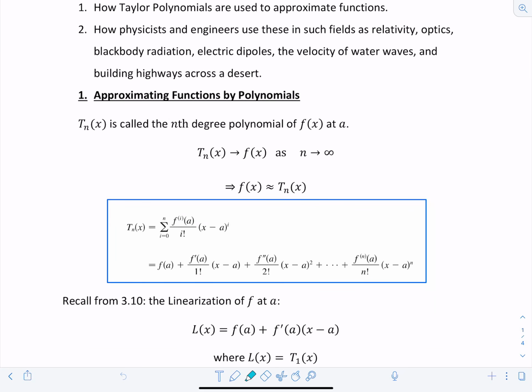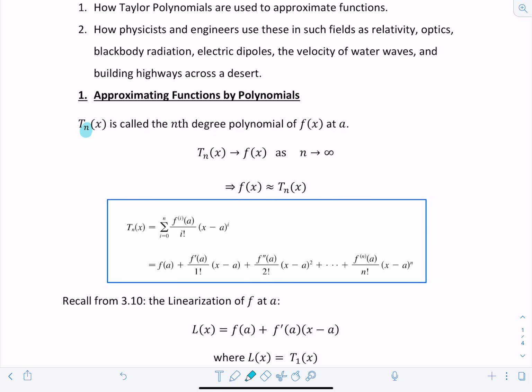T sub n of x is called the nth degree Taylor polynomial of f of x at a. The subscript will match the degree of the polynomial. And we say that T sub n of x, your Taylor polynomial, approaches f of x as n approaches infinity. So the higher the degree of the polynomial, the better the Taylor polynomial fits or approximates your function f of x. That's why we say f of x is approximately equal to T sub n of x.